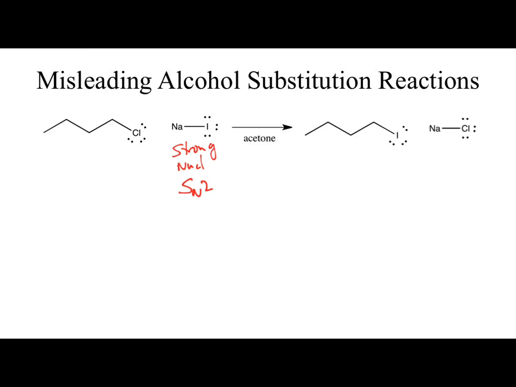What else could you look at? We have a primary alkyl halide. Primary alkyl halides are SN2. What else? You said it right, Becky. You'd have to know the structure of acetone. Let me add that in here.